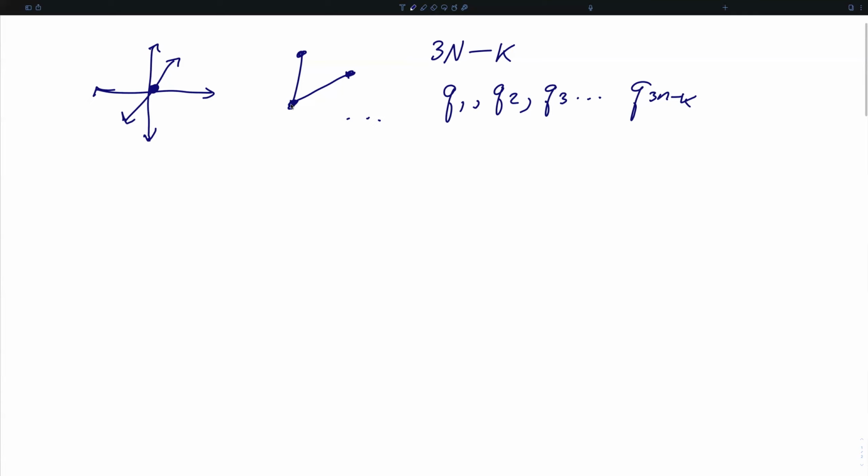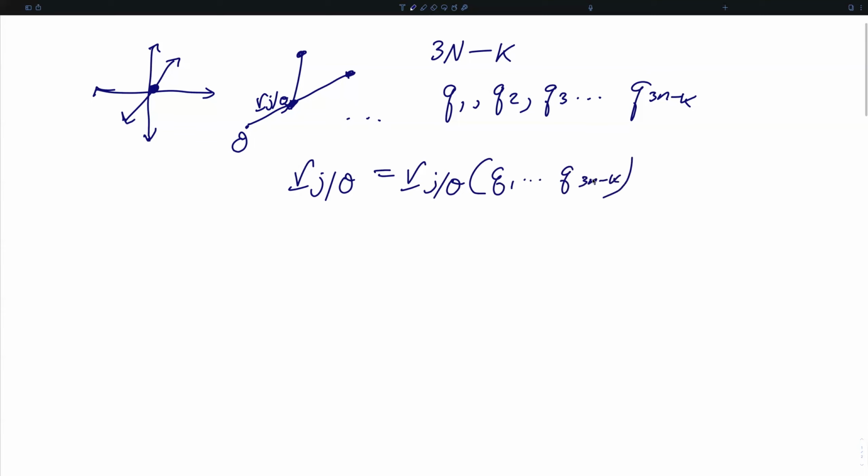Now, we're used to thinking about Newton's second law as operating on the acceleration of each of these particles with respect to some coordinate origin O. And so typically what we will write is the position of each one of these particles with respect to O, but we can express this position in terms of our generalized coordinates. So for every particle j in our system, we can write an expression that is r_j rel O as a function of q1 to q_{3n-k}.